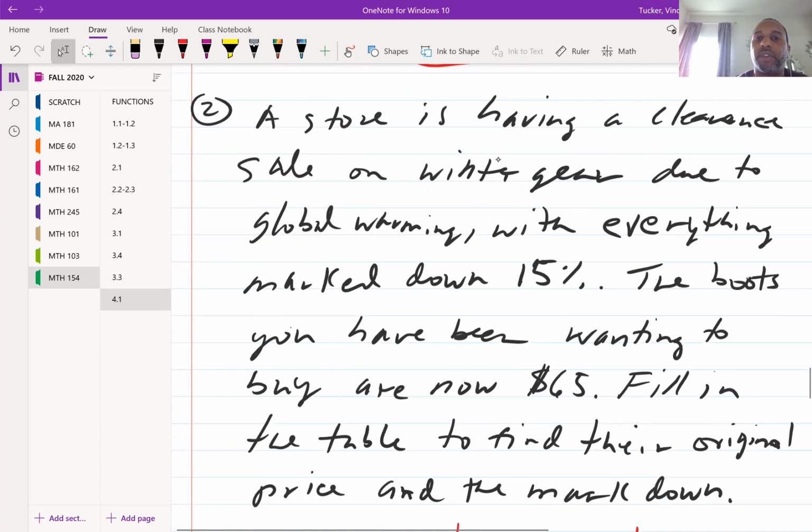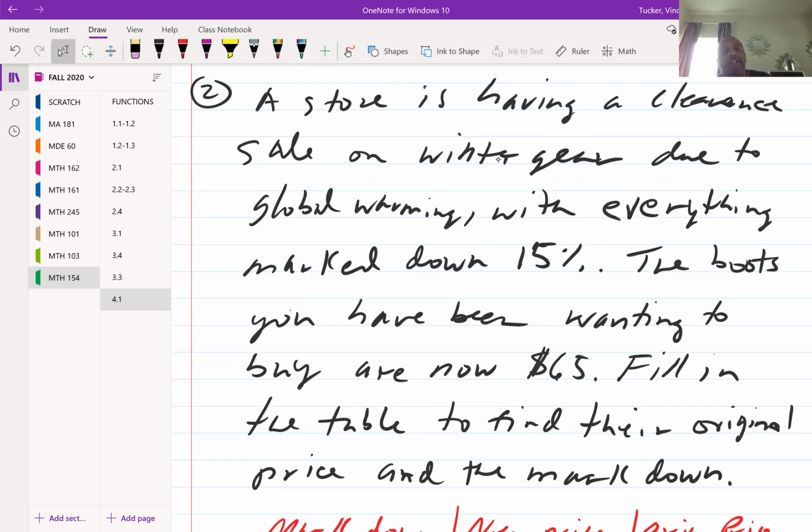So next one, a store is having a clearance sale on winter gear due to global warming. And I thought it was funny how they made global warming sound like it was just some type of seasonal event. So with everything marked down 15%, the boots you have been wanting to buy are now $65. Fill in the table to find their original price and the markdown. So I'll give you a chance to write that before I scroll down.